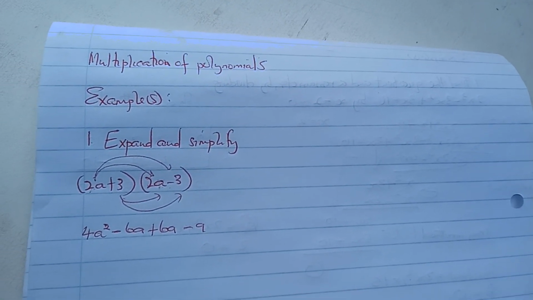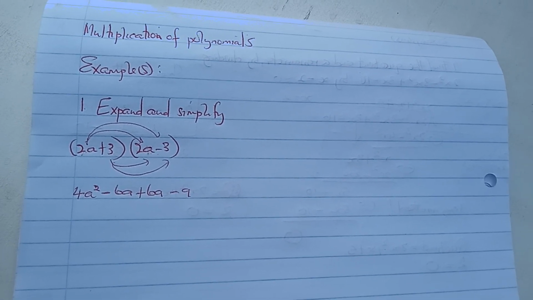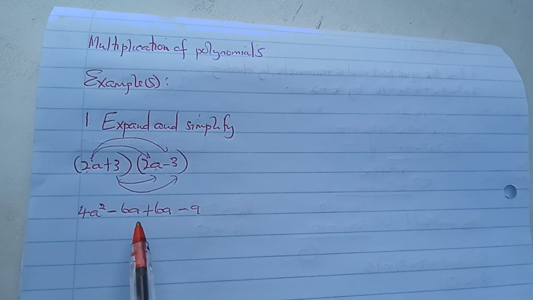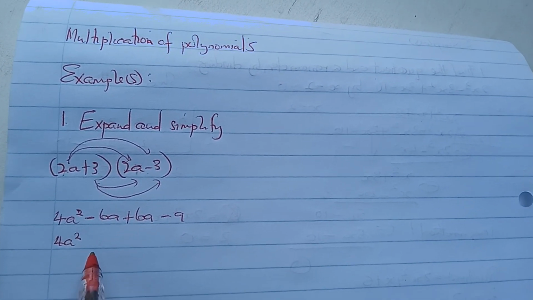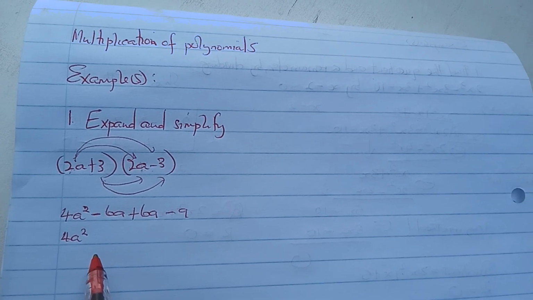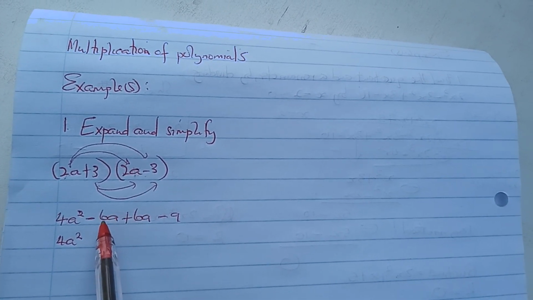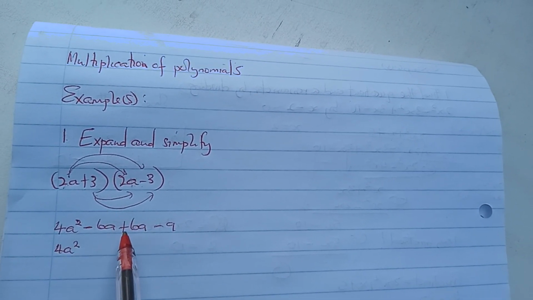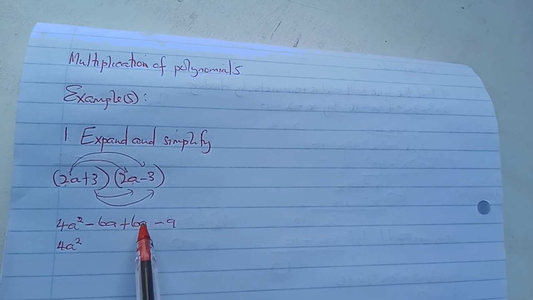Okay, we now add only the like terms. So we have 4a to the power of 2. It has no like term, so we just write it down as it is. We now deal with the like terms, whereby we have a negative 6a and a positive 6a. These are like terms, so negative 6a plus 6a is 0.